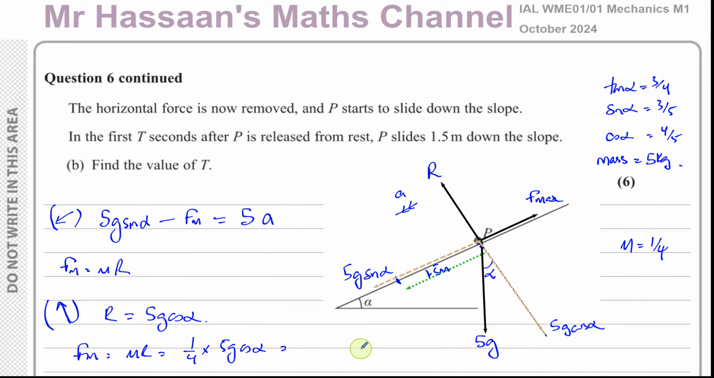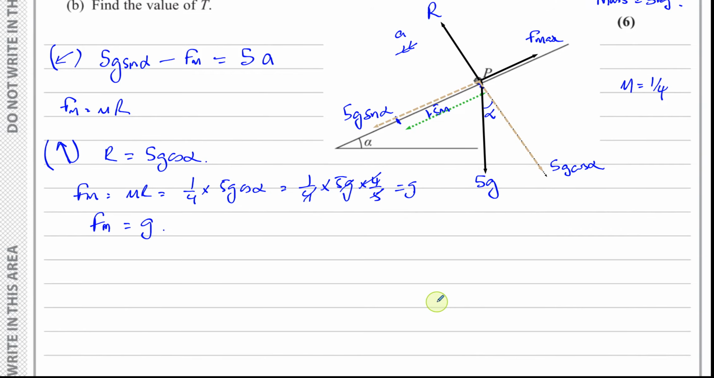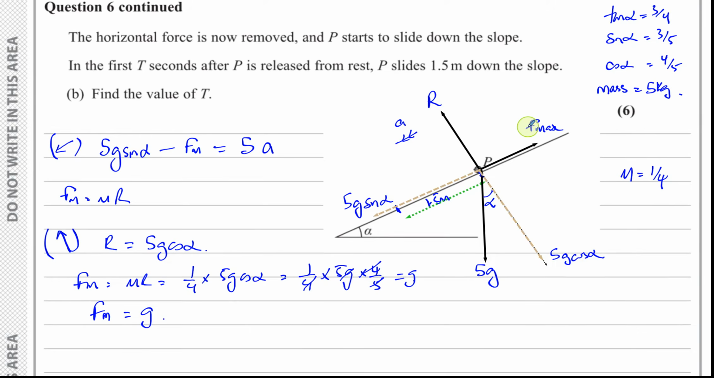Let's actually calculate what this is. Cosine alpha is 4/5. So a quarter times 5g times 4/5. These cancel out, so you're left with g. So we can say that F max is equal to g. That's F max. So now we can say 5 times g sine alpha, and remember sine alpha is 3/5.